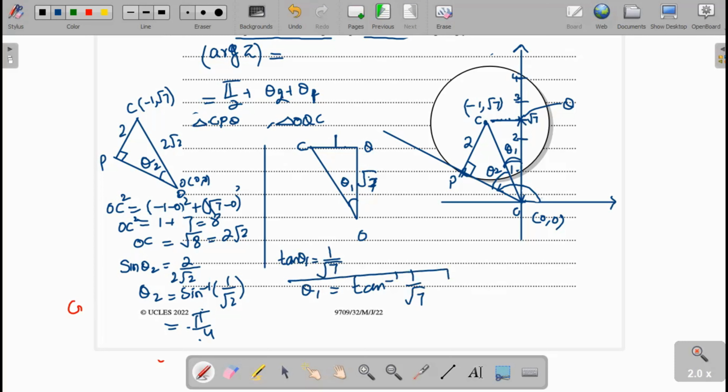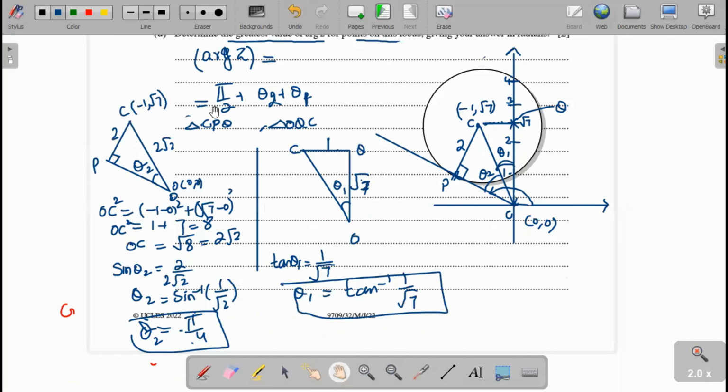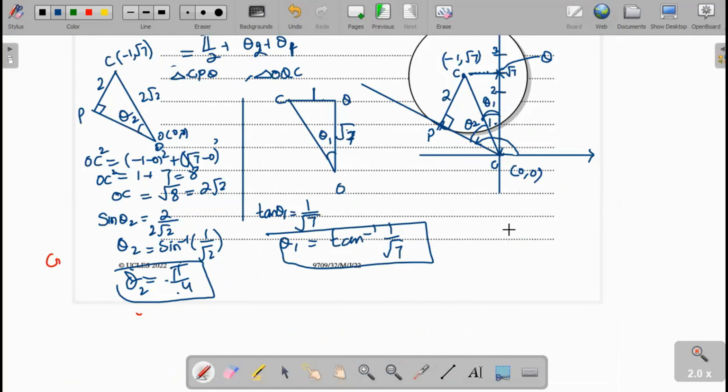Now we put the values of theta 1 and theta 2 in this equation. This is the argument of z, and that will be equal to pi over 2 plus theta 1, which is tan inverse 1 over root 7, plus theta 2, and this theta 2 is pi over 4.